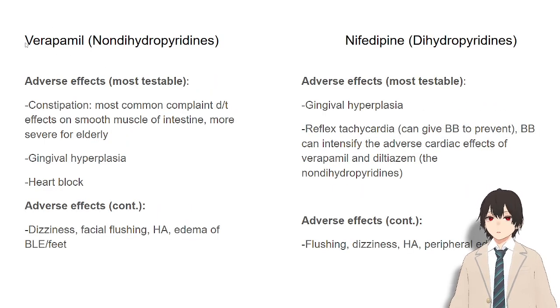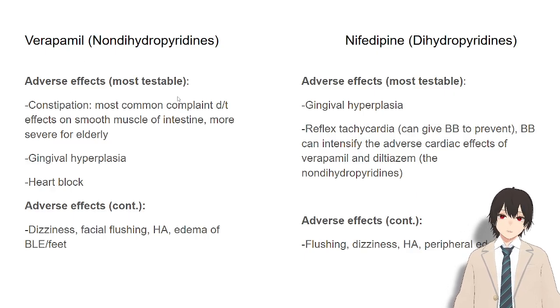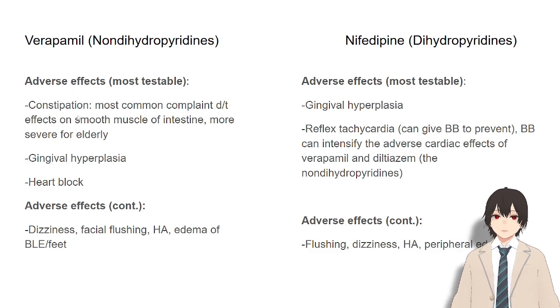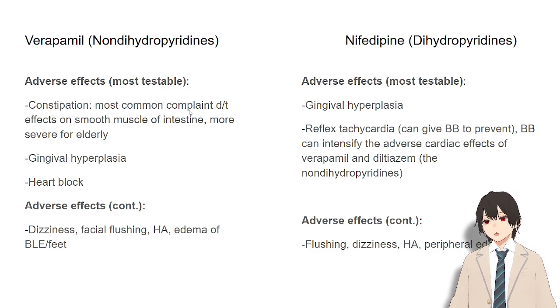So, I'm going to give some examples of verapamil here, like their adverse effects. One of the most testable things about them is that it causes constipation. This is the most common complaint. The way I remembered that was C for constipation and C for calcium channel blocker. So they cause this constipation effect, and it's more severe for the elderly.